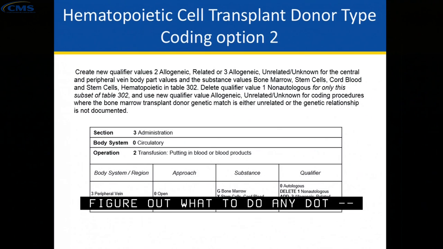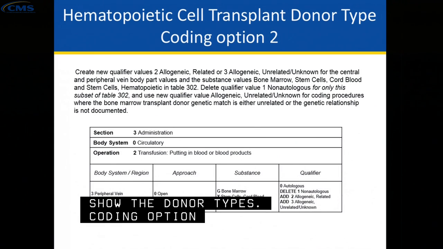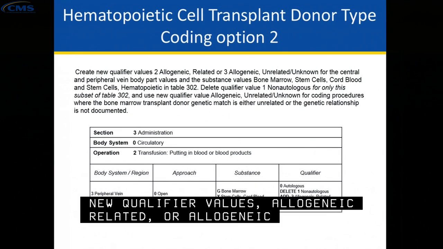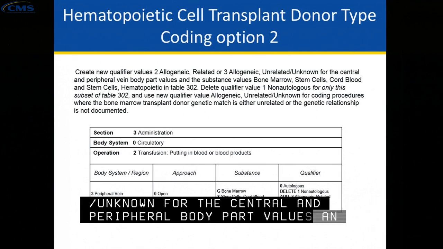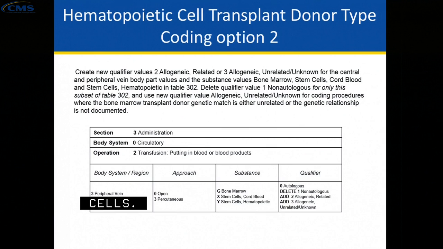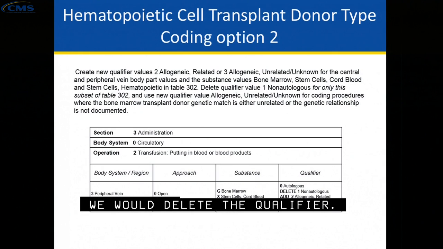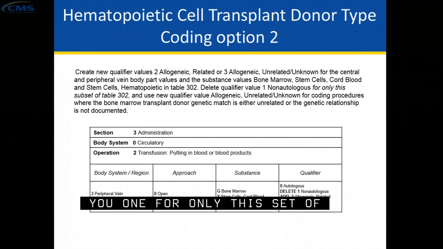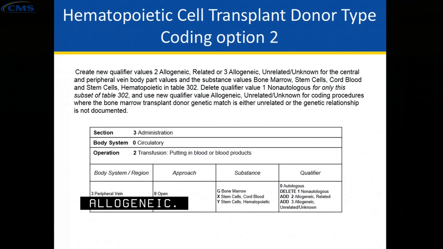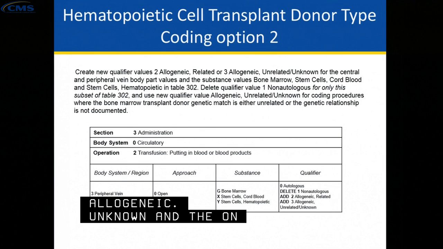Okay, so coding option two is we could create new qualifier values, allogeneic related or allogeneic unrelated/unknown, for the central and peripheral vein body part values and the substance values bone marrow, stem cells, cord blood, and stem cells, hematopoietic, in table 302. We would delete the qualifier value one, non-autologous, for only this set of tables and use the new qualifier value, allogeneic unknown or unrelated, for coding procedures where the bone marrow donor genetic match is either unrelated or the genetic relationship is not documented.